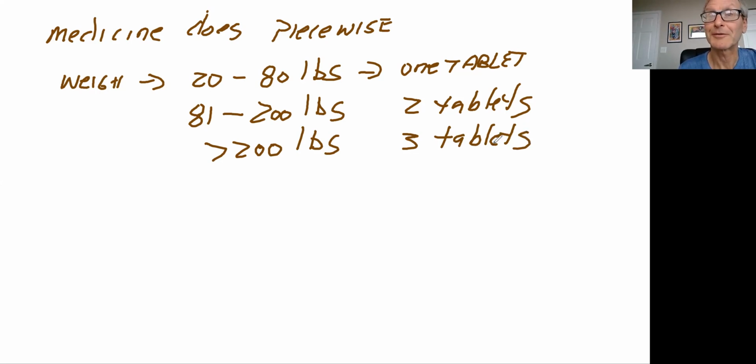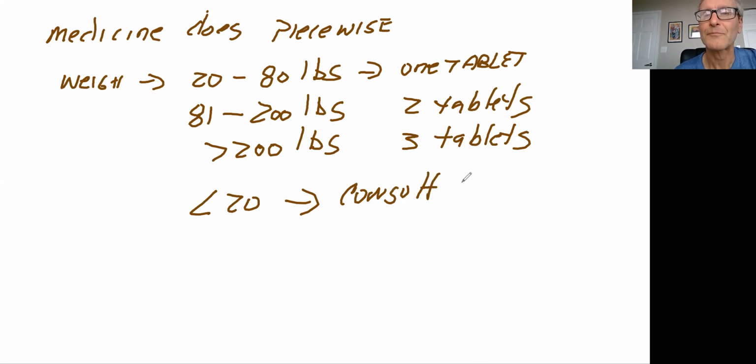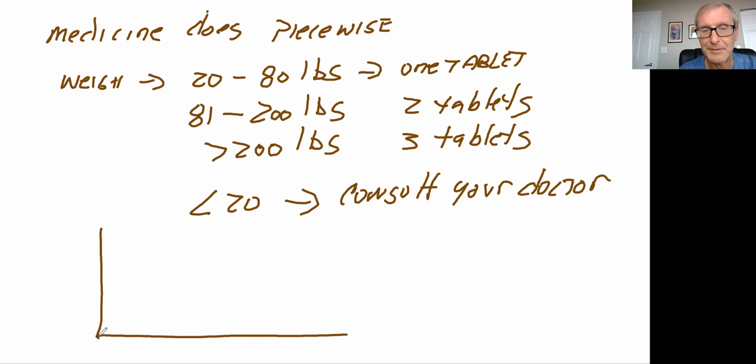You could see that I haven't gone from zero, but say like you were less than 20 pounds, then sometimes it says consult your doctor. And so what does this mean in the sense of piecewise is that you can see that the weight is split up into four different categories, right? And it will dictate how much of the medicine that you would have to take to get rid of the pain or hopefully feel better.